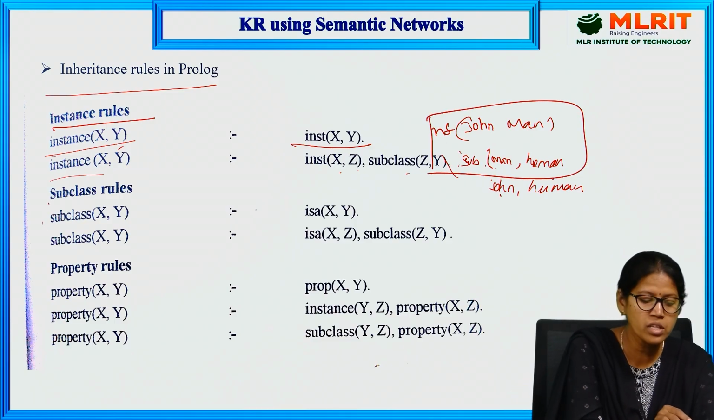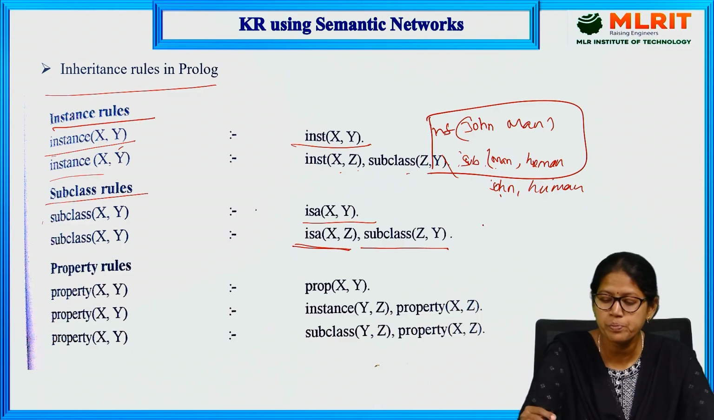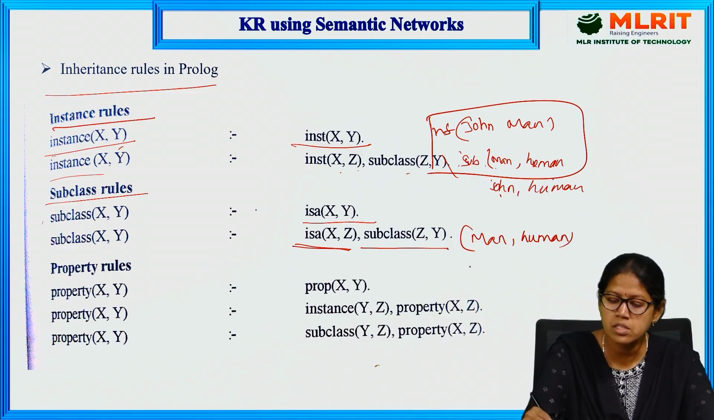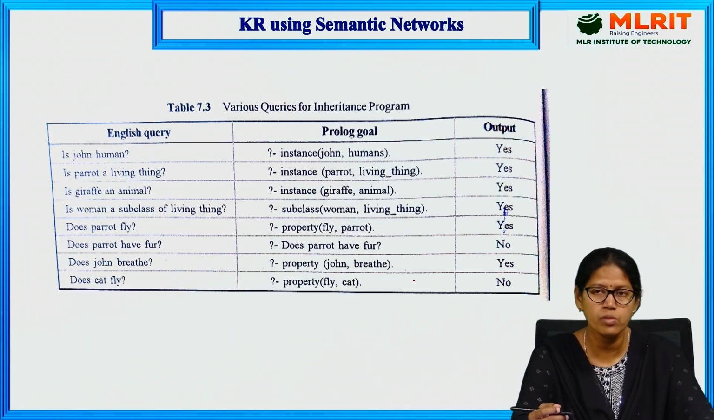In the same way, subclass rules: isa x comma y, if isa x comma z and subclass of z comma y. For example, if you take isa of man comma human, and human comma living thing, then we can infer that man is a living thing. Next, prop links, in a similar way we can infer that.